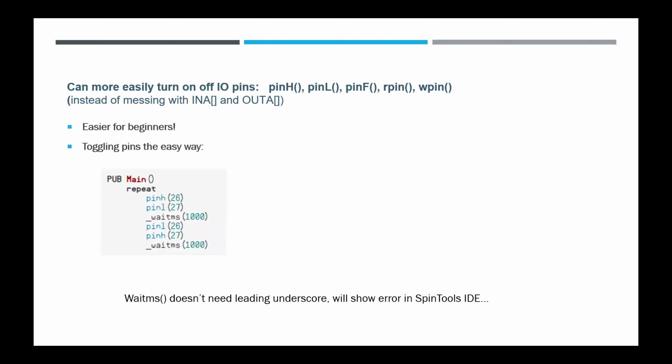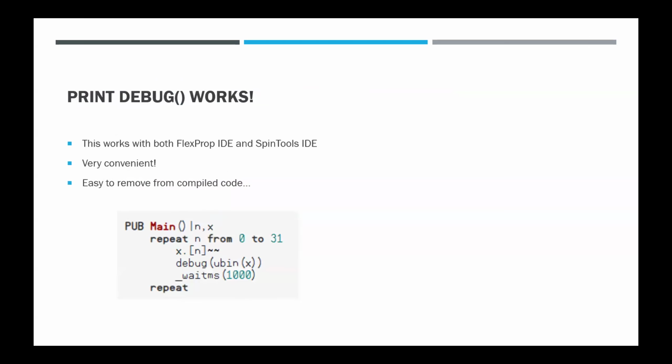So here's a really big one for me: you know this thing with outa and ina? It works, but this is where, when you get a board, the first thing people want to do is turn on an LED, and when you have to deal with ina and outa, it gets a little complicated, but this makes things a whole lot easier. And I figured out you don't want that underscore in front of waitms. So the print debug works.